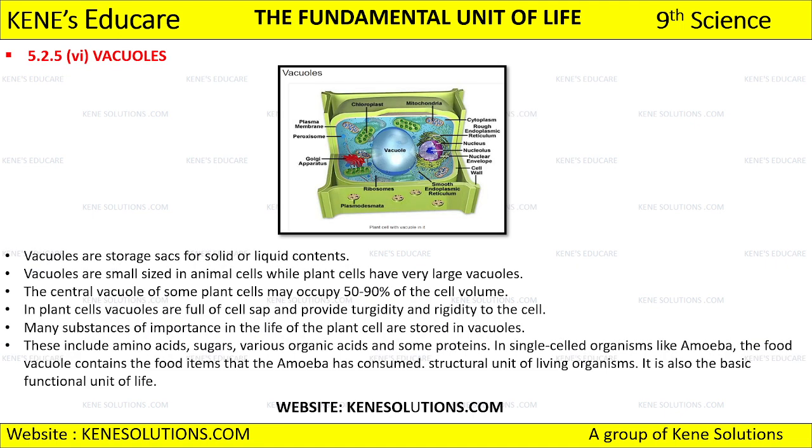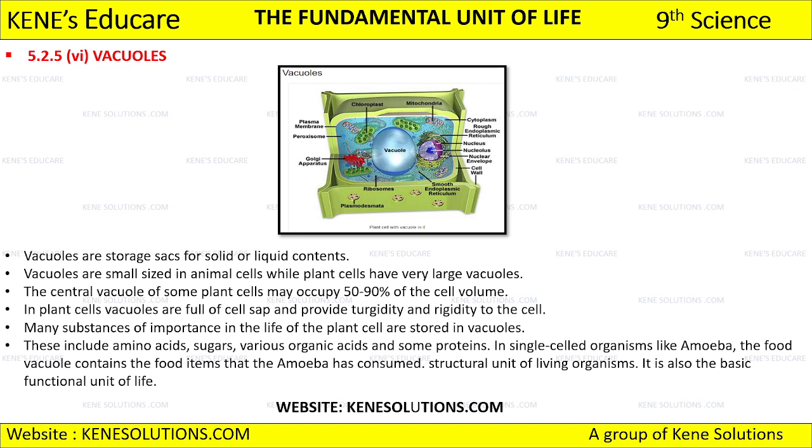After plastids, now we have the next thing to study, that is the vacuoles. Now can you see one vacuole present in the center? Right, that blue colored thing. Then you can see the chloroplast, mitochondria, plasma membrane, Golgi apparatus, ribosomes, smooth endoplasmic reticulum, rough endoplasmic reticulum, nucleus, nucleolus, nuclear membrane. There are so many organelles, and in the center there is one large vacuole, right? So always remember that vacuoles are storage sacs for solid or liquid content.